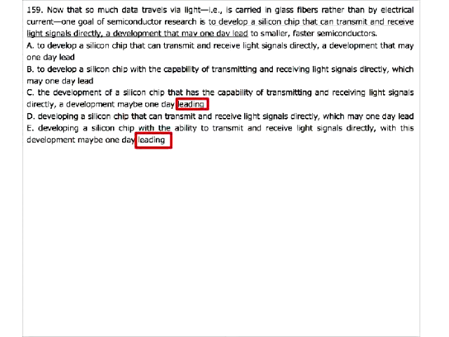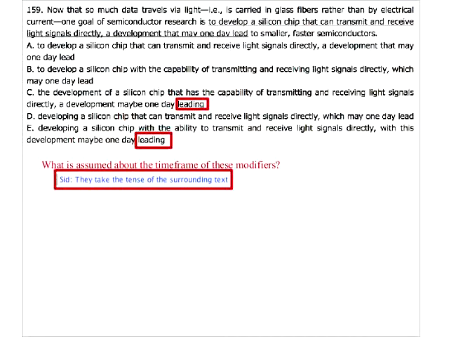What is assumed about the time frame of these modifiers? Well, here's what's assumed about the time frame of these modifiers. This is exactly correct. They take the tense of the surroundings. By surrounding, what Sid means more exactly is they adopt the time frame of the clause to which they are attached.